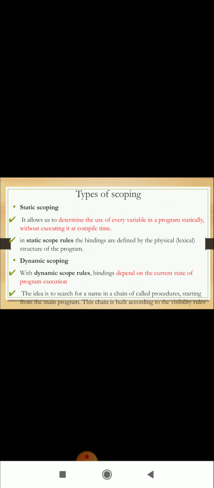So you remember what is static scoping and what is dynamic scoping. Static means the use of a variable is determined without executing, at compile time, and dynamic scoping depends upon the current state of program execution.